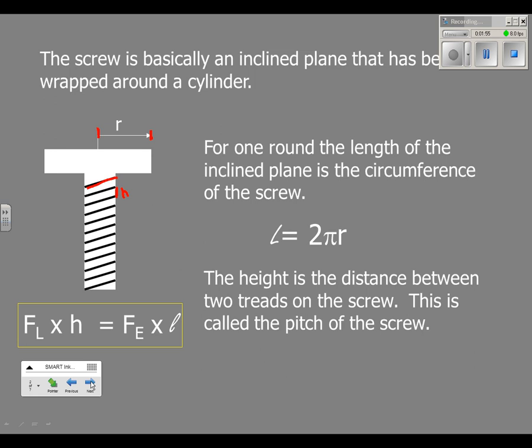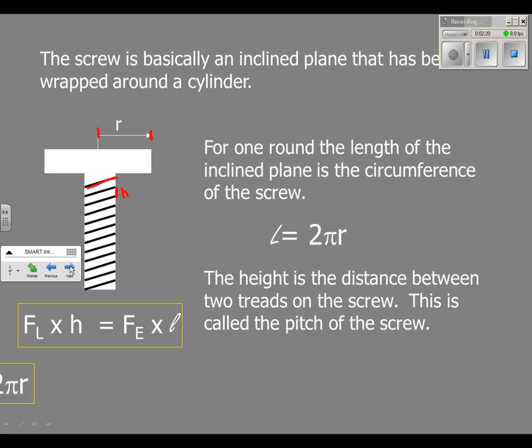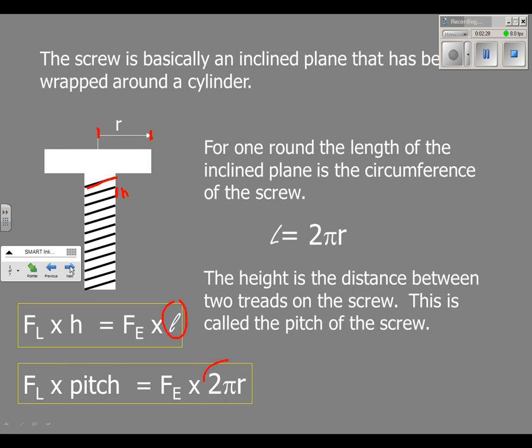There's the ramp equation that we used yesterday: load force times height equals effort force times length of ramp. But now we're replacing length with circumference, which is 2 pi r, and we're replacing height with pitch. Let me just move this out of the way. And there we go. That is your screw equation. You can see that length's been replaced by 2 pi r, and height's replaced by pitch. Load force and effort force remain the same.